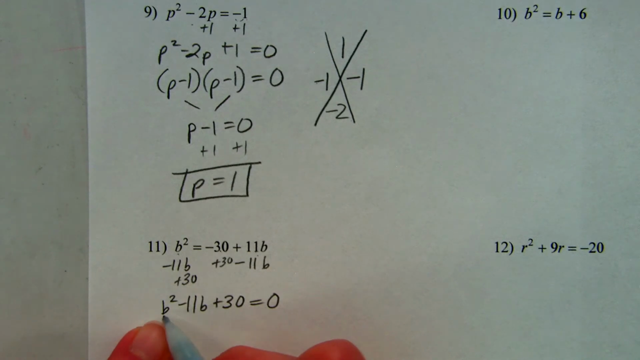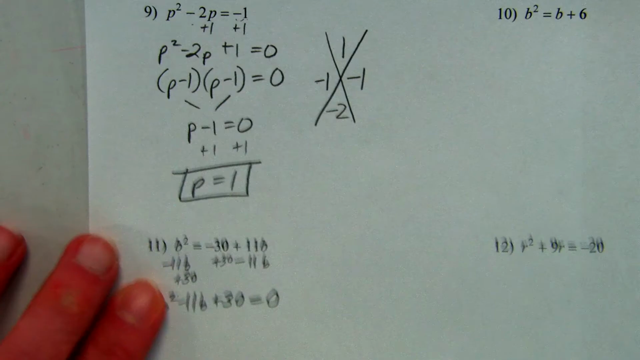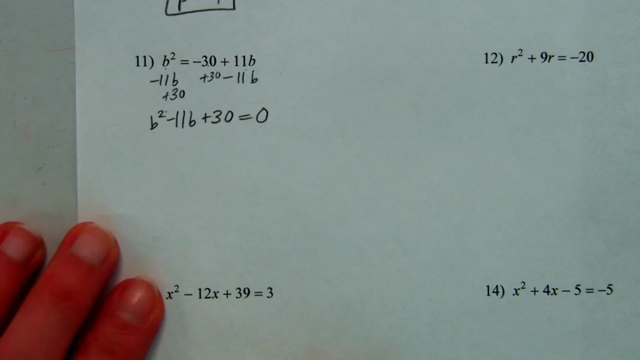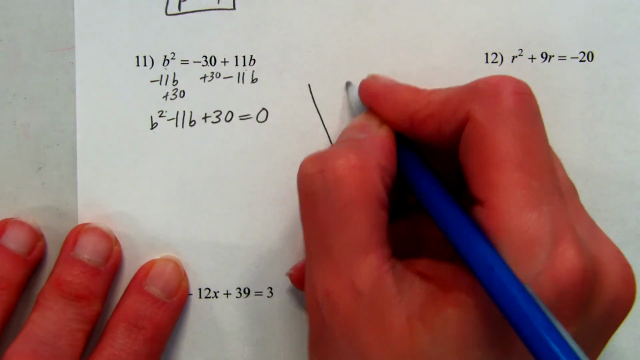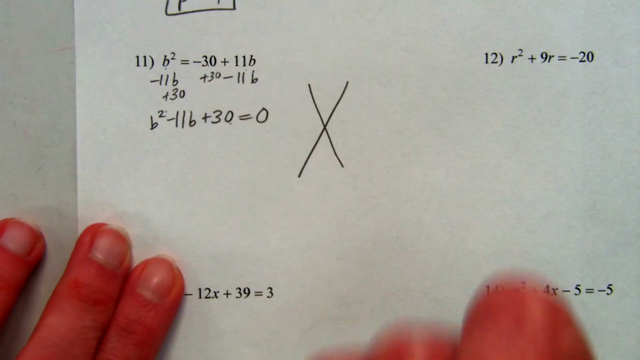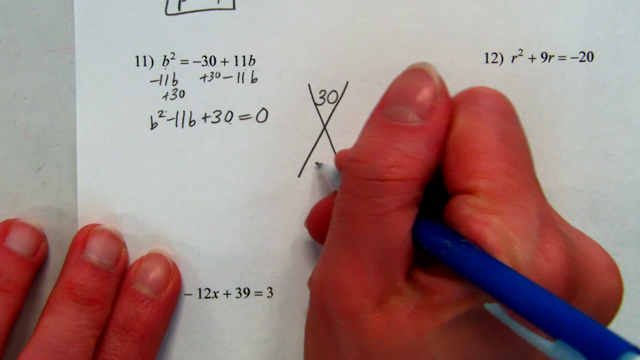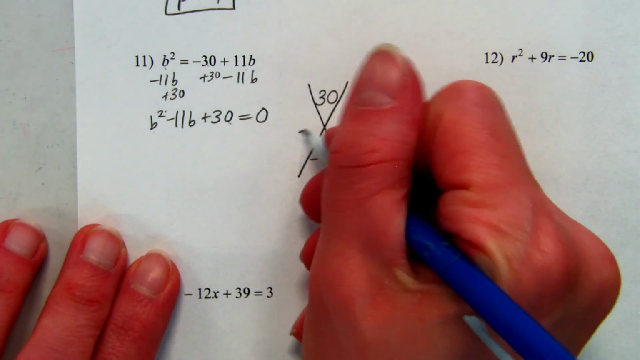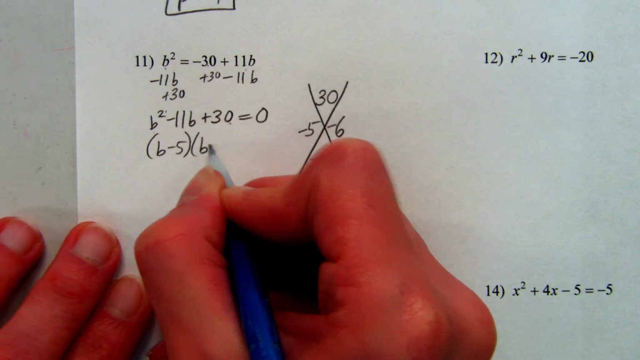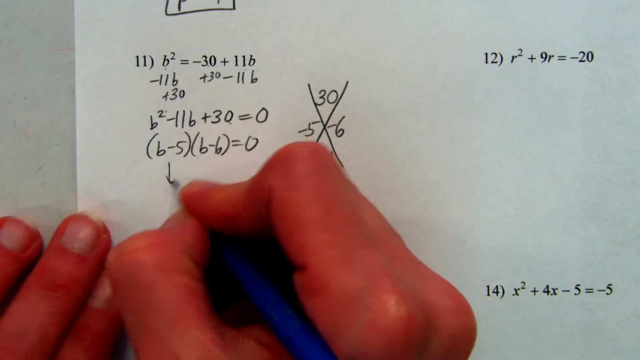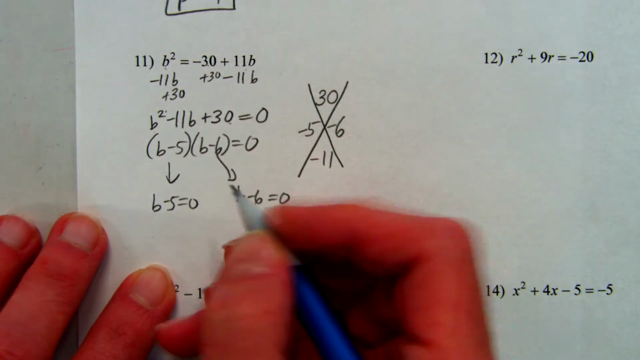You want to put it in the order with the quadratic term first, linear term in the middle, constant term on the end, so that it's in the order that we're used to looking at when we factor. And then this is another one of those that we can solve with the x. Quadratic trinomial with leading coefficient of 1. So they multiply to make 30, add to make -11, so that would be -5 and -6. So b minus 5, b minus 6 equals 0. So either b minus 5 equals 0 or b minus 6 equals 0.